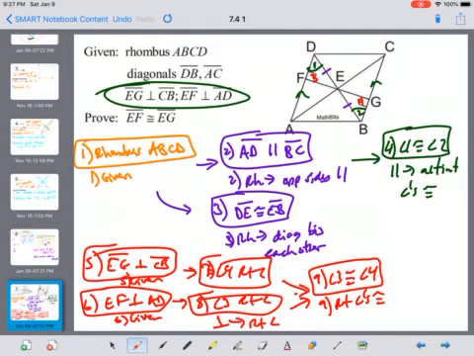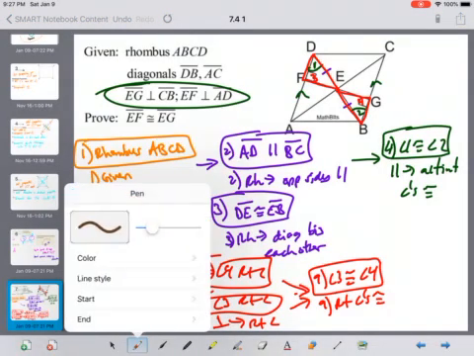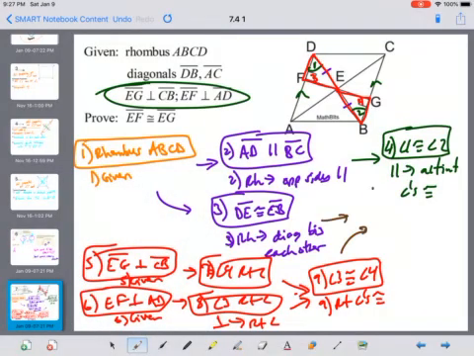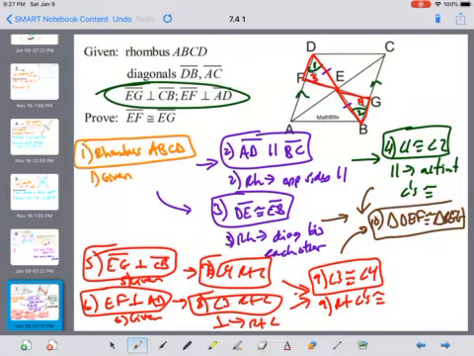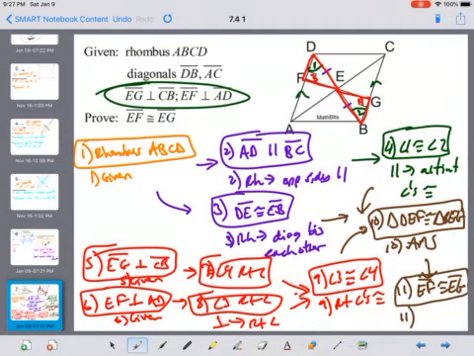And then given the fact that we now have in this triangle here, we have 2 angles marked congruent and a side. So we could say that triangle DEF is congruent to triangle BEG by angle, angle, side. And then EF is congruent to EG because of CPCTC.